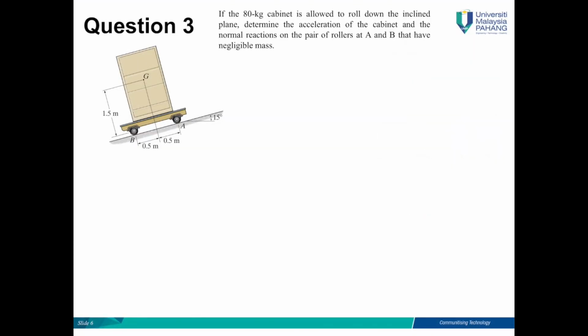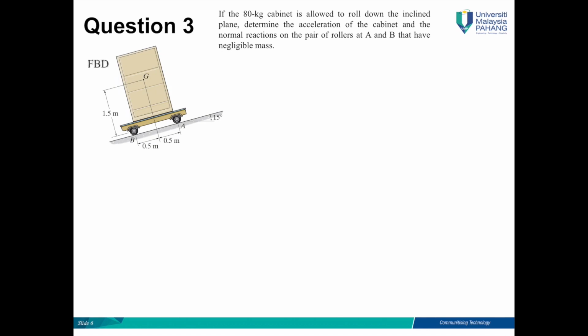Okay, now let's look at question number 3. The question asks us to determine the acceleration of the cabinet and the normal reaction on the pair of rollers that have negligible mass. The difference here is that the trolley is now moving and on an inclined surface.